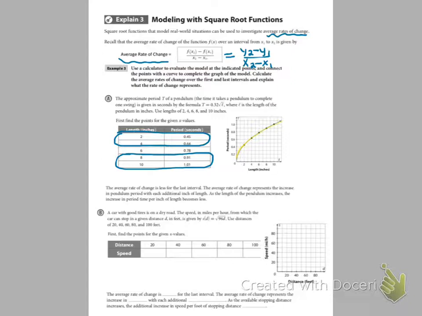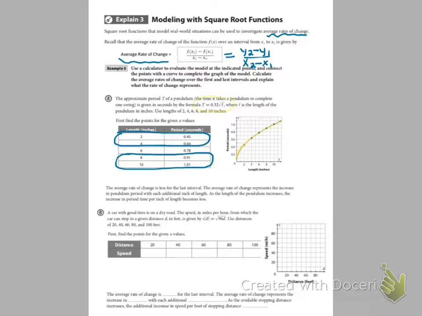So the approximate period t of a pendulum, the time it takes a pendulum to complete one swing, is given in seconds by the formula t is equal to 0.32 times the square root of L, where L is the length of the pendulum in inches. And they ask us to use 2, 4, 6, 8, and 10 for our table. So we went ahead and substituted those coordinates in. We've graphed it over here, and you can kind of see that trend of the graph.